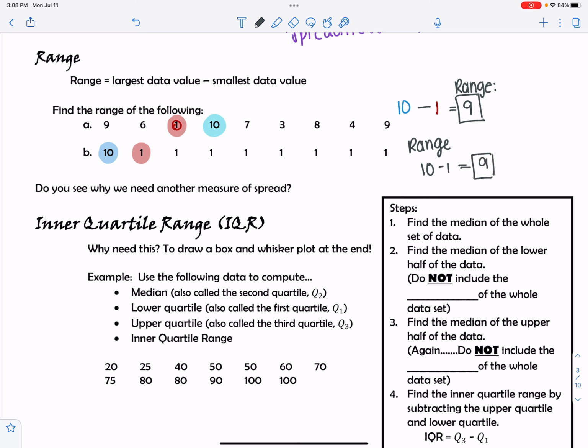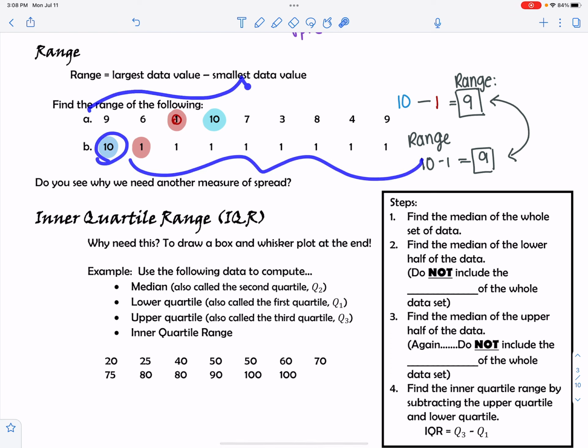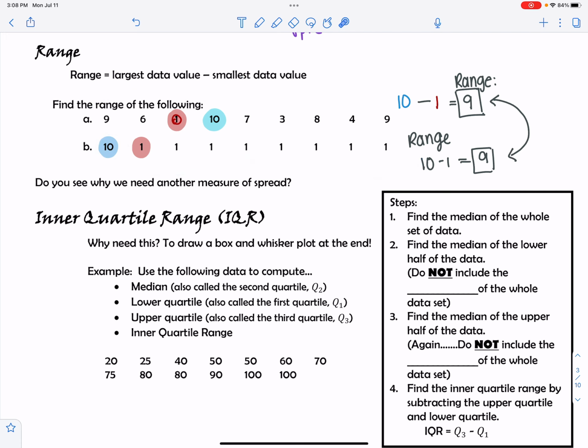And so both of these have a range of 9, but the data looks really different. This data is a 10 and all ones, and this one is kind of all over the place. I've got a 9, I've got a 7, a 3, a 4, an 8. So we need a better way to show how the different ranges are weighted.